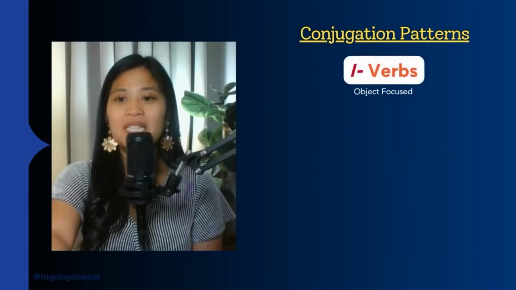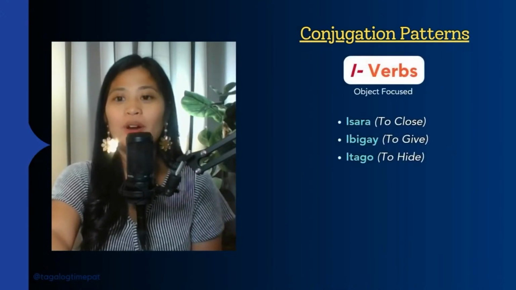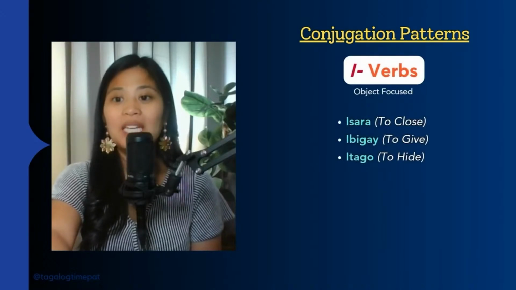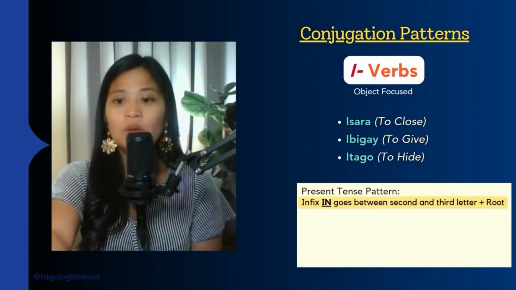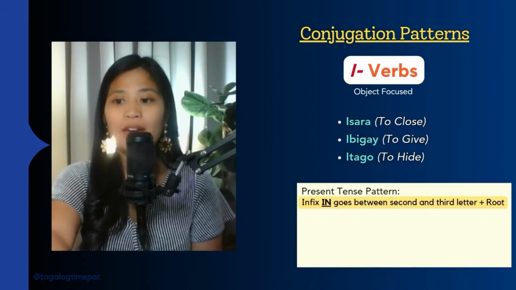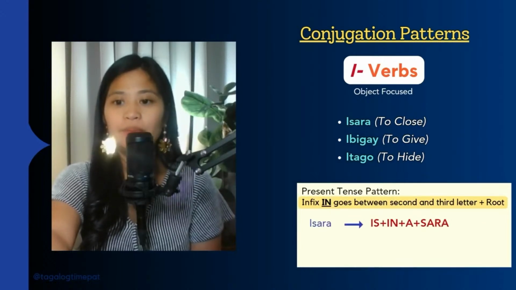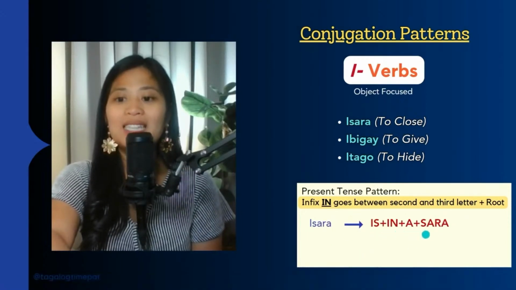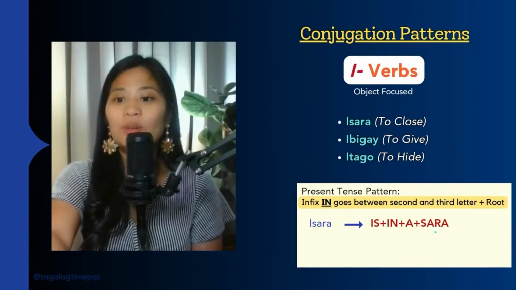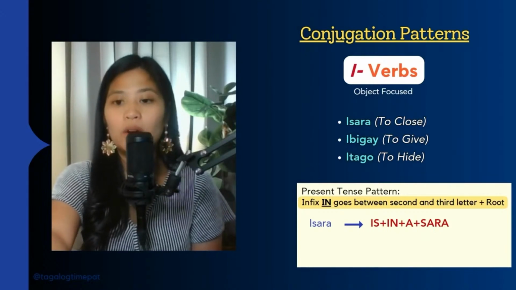Lastly, i verbs. These are object focused. Some examples are isara, to close, ibigay, to give, itago, to hide. And now the pattern is the infix in goes between the second and third letter, and then it's the root. So isara, to close, becomes isinasara. In goes between the second and third letter, and then the root goes at the end. Isinasara ko yung pinto. I am closing the door.